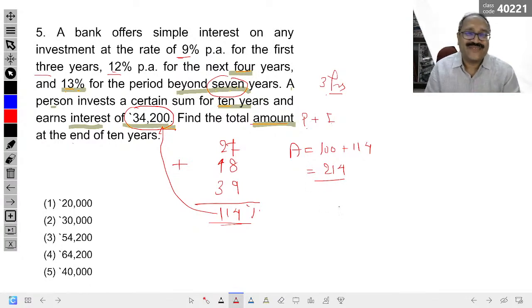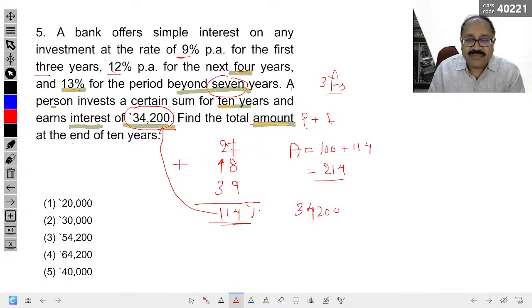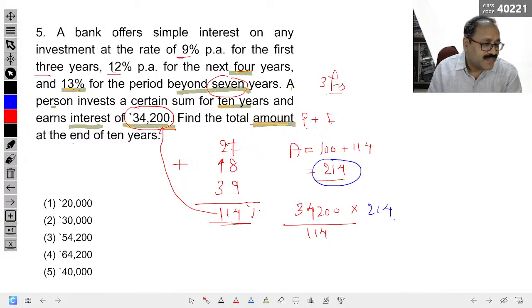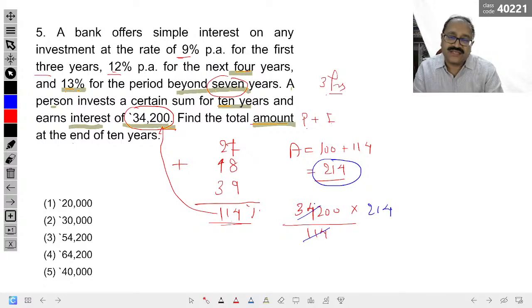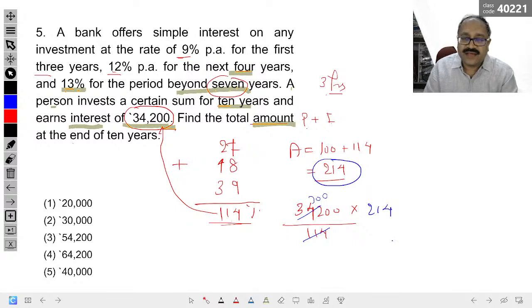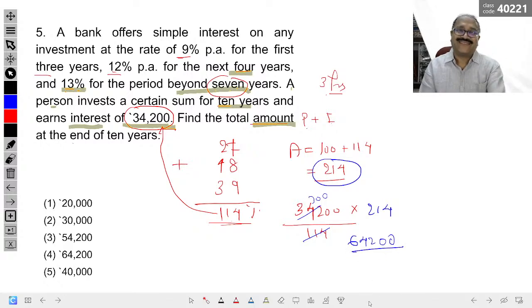Let's find it out. So this is 34,200 divided by 114%. My requirement is 214%, so multiply by 214. So what happens over here? Look at this one. This gets cancelled, 3 times 300. And then 14 times 3 is 42. And 3 times 2 is 6. This should be your answer.